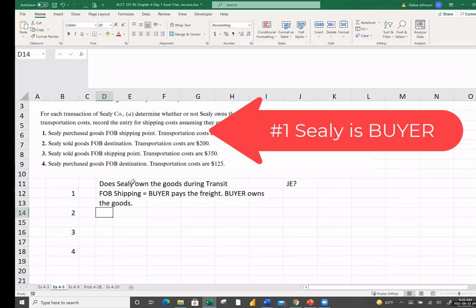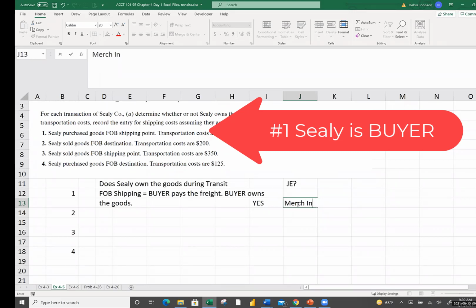You are paying the freight. You, the buyer, are paying the freight. That means it's yours as soon as it leaves the seller's stock. So do they own it? The answer is yes. Okay, so let me get that in there. Yes, they own it. If they own it, there has to be a journal entry for that cost. So if I'm the buyer and I'm the one paying the freight, the journal entry is a debit to merchandise inventory and a credit to cash.